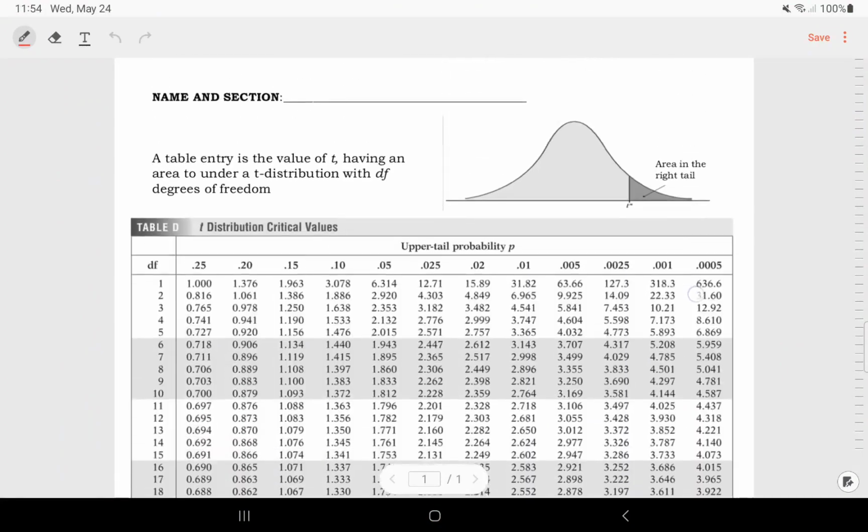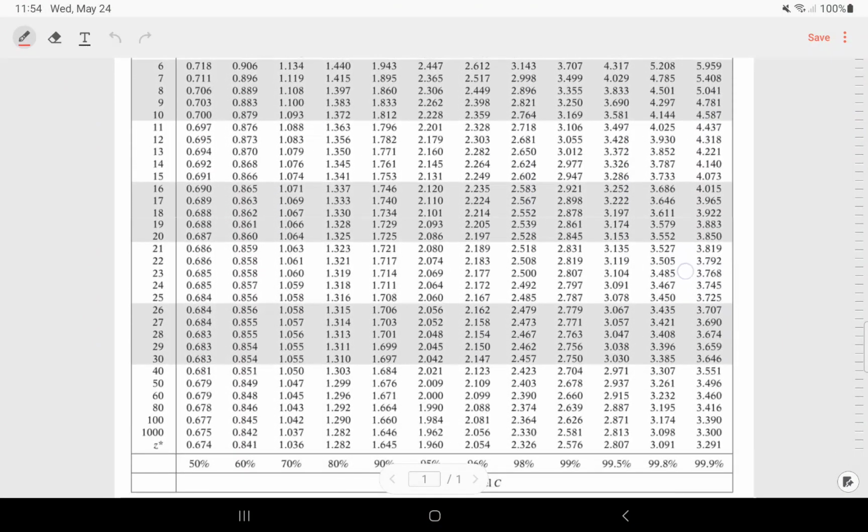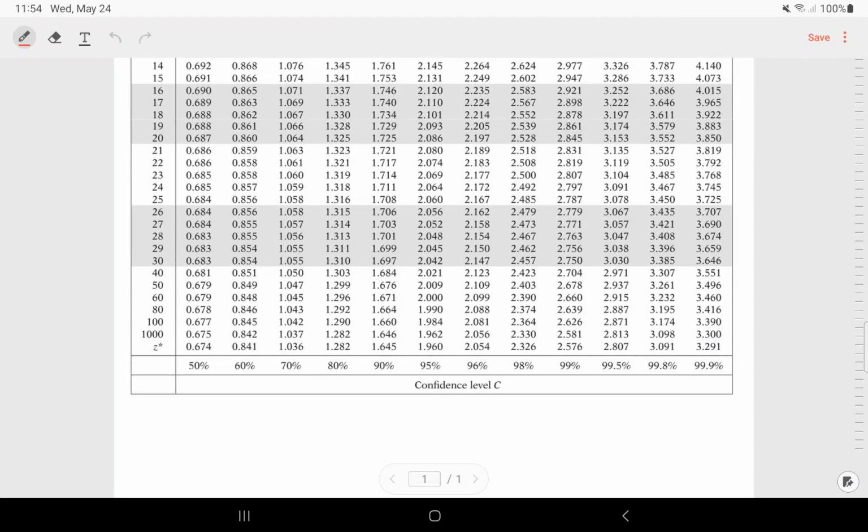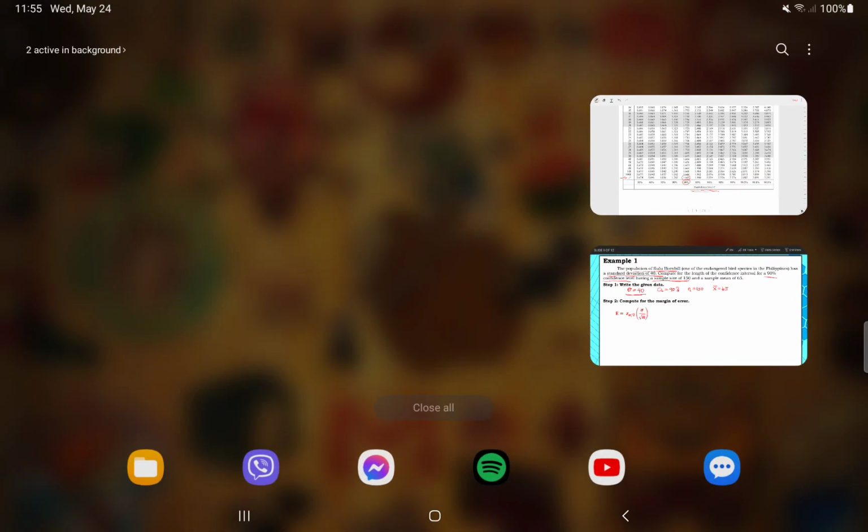And, naaalala nyo? Ito yung T-table natin na ginagamit. On the lower part of the T-table, there comes the Z distribution. Ayan, the Z. So, kung hanapin nyo lang yung confidence level, ayan yung nasa baba yung confidence level. So, 90% confidence level, that corresponds to 1.645 confidence coefficient. So, yung 1.645 yung gagamitin natin.